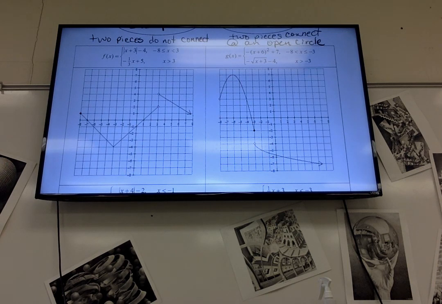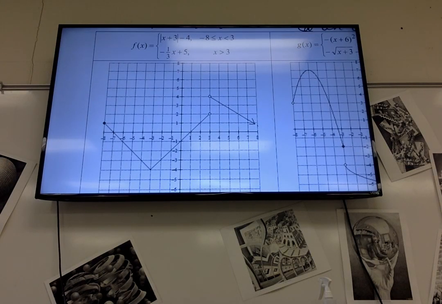We're going to look at these and figure out if they're jump or point discontinuities based on their graphs. So for this first one, we've got this absolute value f of x, going from -8 to 3. Notice how 3 is an open circle. And then at x greater than 3, it changes. Now it's this line.